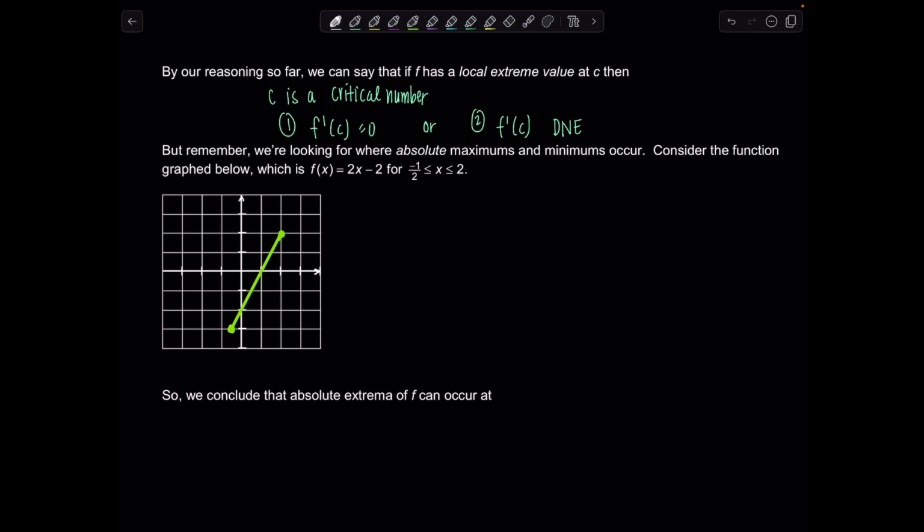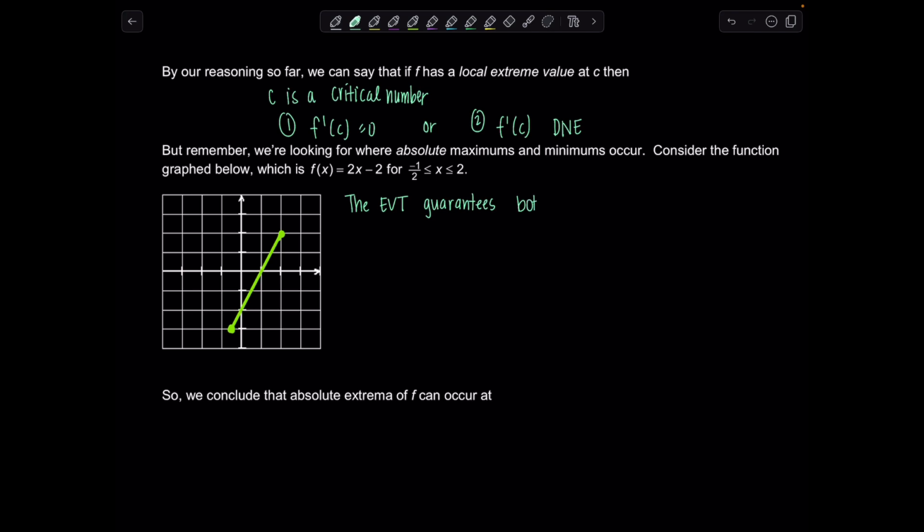So consider that function. It's f of x equals 2x minus 2, and we're just looking at a piece of it, the piece on the interval from -1/2 to 2. Now you remember our extreme value theorem? Let's abbreviate it. Who wants to write extreme value theorem? Not me.